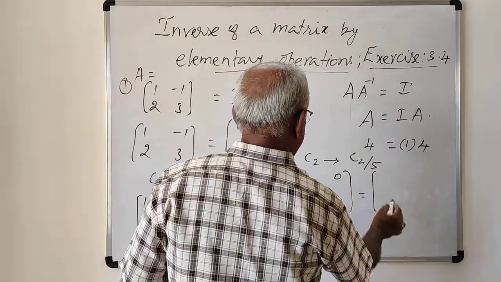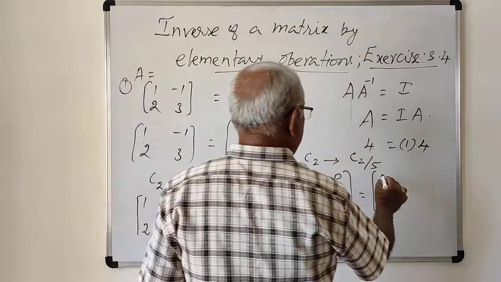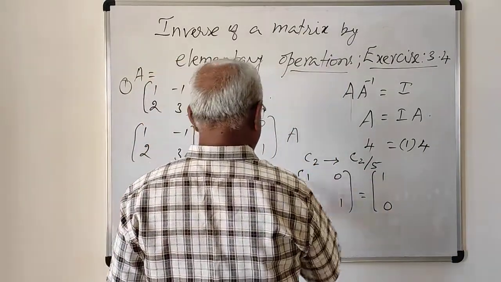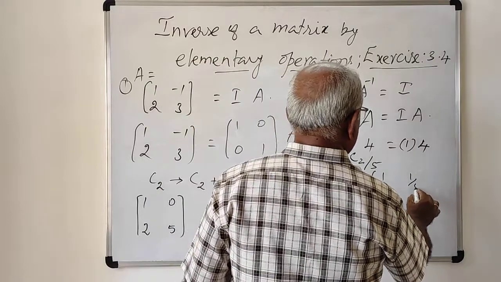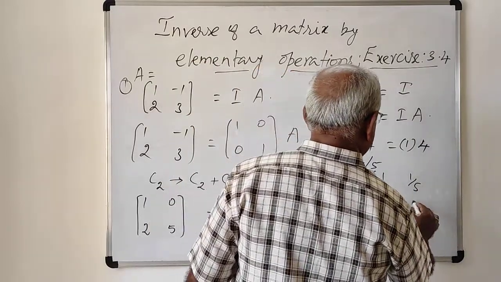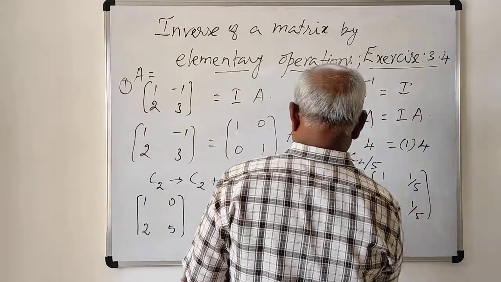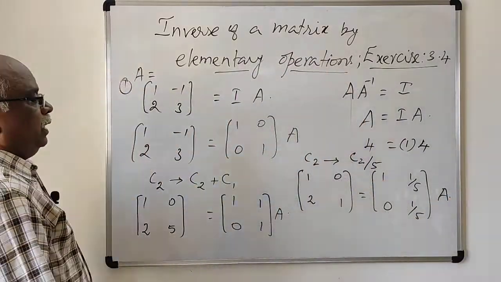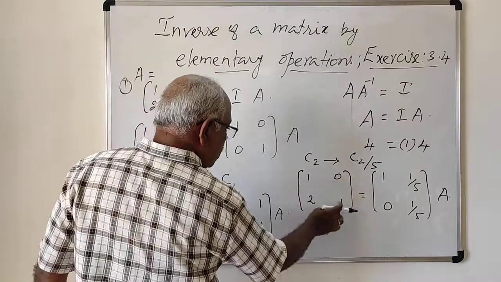Similarly, on the right hand side, first column we will not alter. Second column elements are divided by 5: 1 by 5 and 1 by 5, into the same A. See, 1, 0, 0, 1.